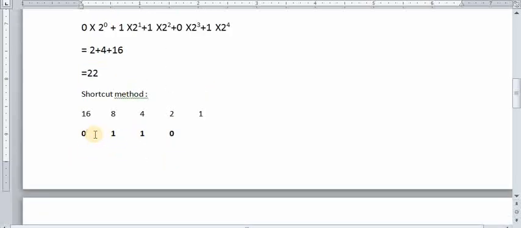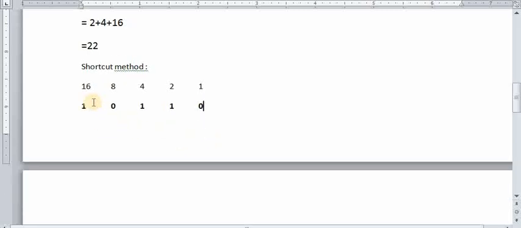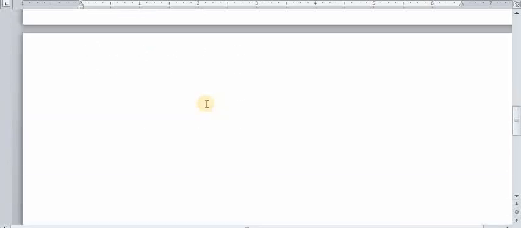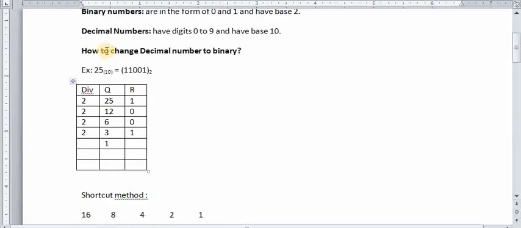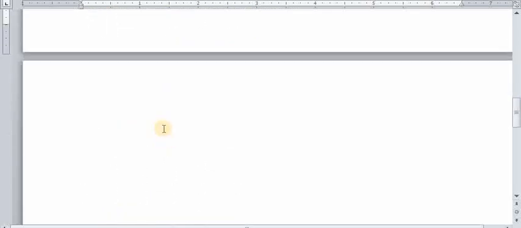So write down 1 0 1 1 0, and find out the numbers which have 1. Now the 16 has 1, so write down 16 plus 4 is 20, and 2 is 22. So 10110 will be equal to 22. So this is the shortcut method to convert a binary number to a decimal number. Now you are able to convert decimal to binary and binary to decimal.